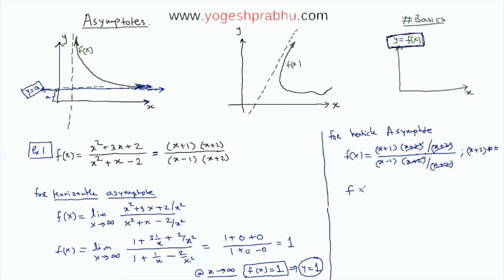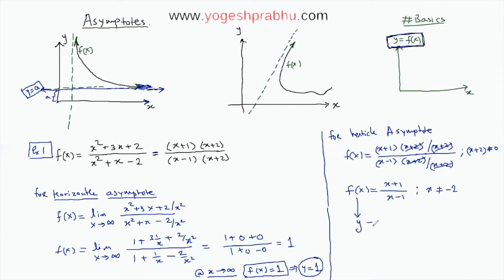So I'll write down f of x is equal to x plus 1 upon x minus 1, but with a condition that x plus 2 should not be 0, or I can say x should not be minus 2. That is the condition for this simplified version of the function f of x. So we also say that minus 2 is a removable discontinuity. It is a discontinuity of the function, but it can be removed. All right. Now, the next thing we want to find out is the vertical asymptote. So for the vertical asymptote, please clearly understand that when x becomes 1, the value of f of x, which is nothing but y.